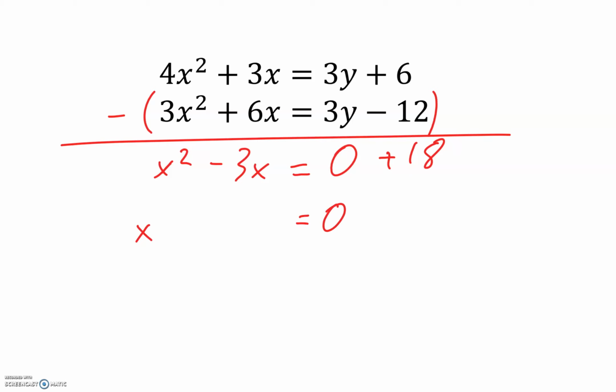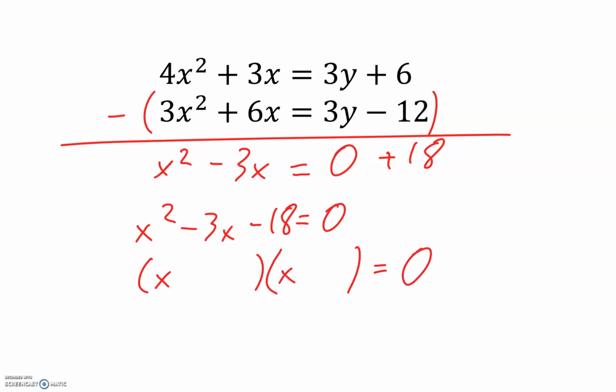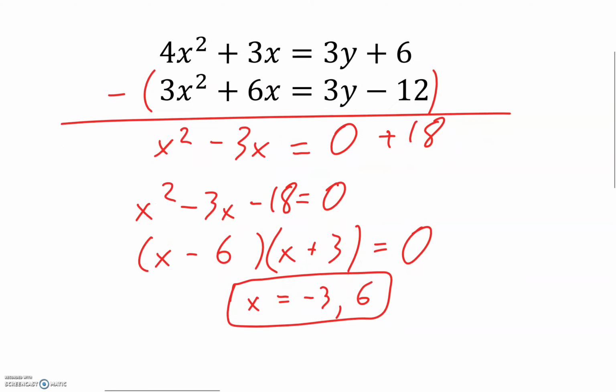So if we move the 18 across the equal sign, then we get negative 18. And now we can have an actually factorable equation. That would be x minus 6, x plus 3. So x equals negative 3 comma 6 as our two values of x.